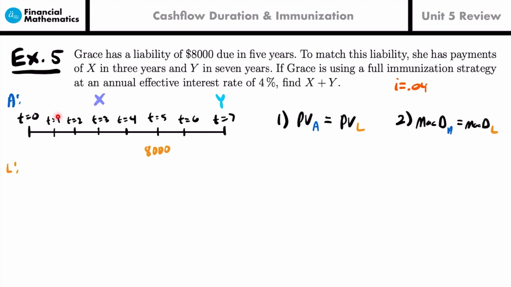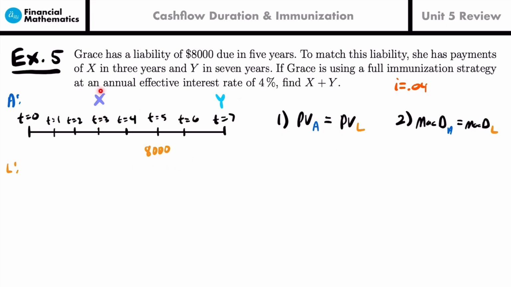You can see that with the timeline here. Grace has one liability at time 5, and it has an asset before it at time 3, and an asset after it at time 7. So now really, to solve for X and Y, we're going to have these two equations to work with. And so let's start with the present values. Let's set the present value of the assets equal to the present value of the liability.